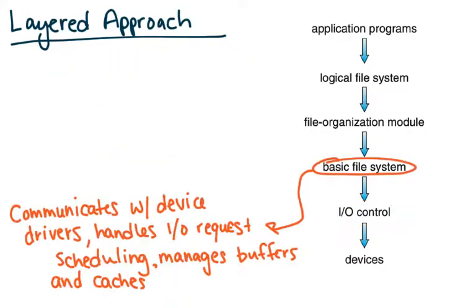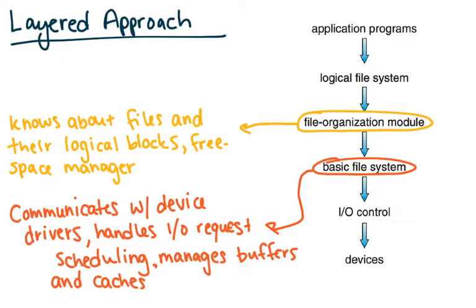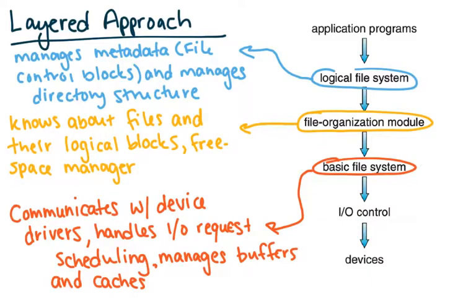The basic file system is what communicates with those device drivers. It also handles I/O requests, scheduling, and manages any buffers and caches. The file organization module is the one that knows about the files, it knows where their logical blocks are, and also contains the free space manager that we'll talk about in a future video. The logical file system manages all the metadata, so all the file control blocks, and also manages the directory structure. And I'm not going to talk about the application programs because that is just applications.